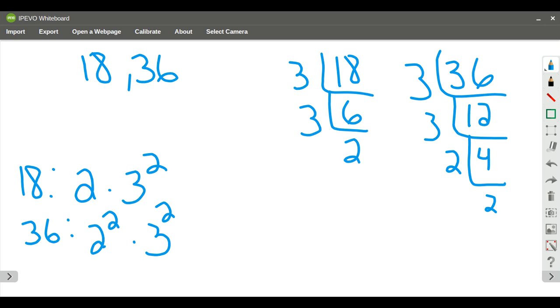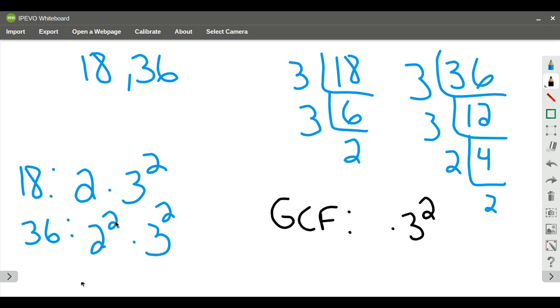So I look for what's the same in both numbers. I'm looking for that common. So I have 3 to the second power is going to be the same. So for my greatest common factor, I'm going to have 3 to the second power. And then I have a 2. So I'm going to leave this in exponent form, and I'm just going to look at how many 2's do I have that are the same.